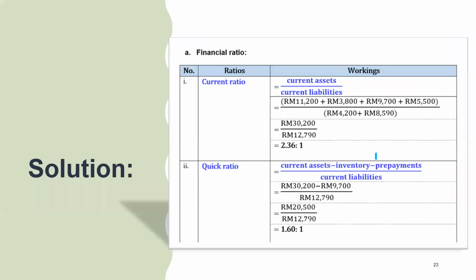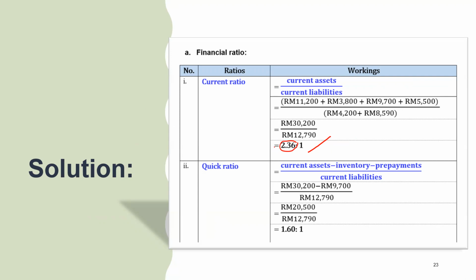Okay, right? So these are the current assets. The total is 30,200, and current liabilities, which consist of accounts payable and accrued expenses, 12,780. So the answer is 2.36 to 1. What it means here is that we have a positive value. This is the value of the current ratio.